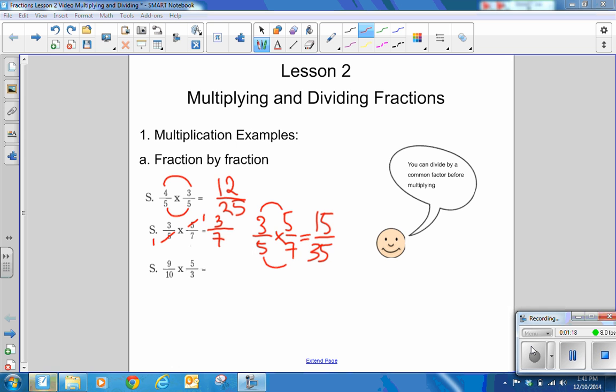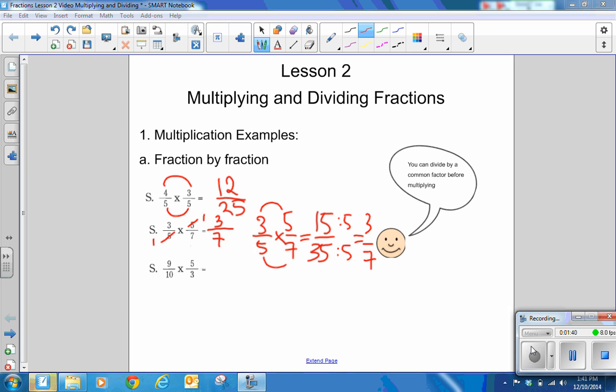And then I need to simplify the fraction. So I see that both numbers can be divided by 5, and I end up with my final answer, which is 3/7. So there are two ways to get to the same answer. If you don't want to deal with large numbers, it's better to cross-divide.